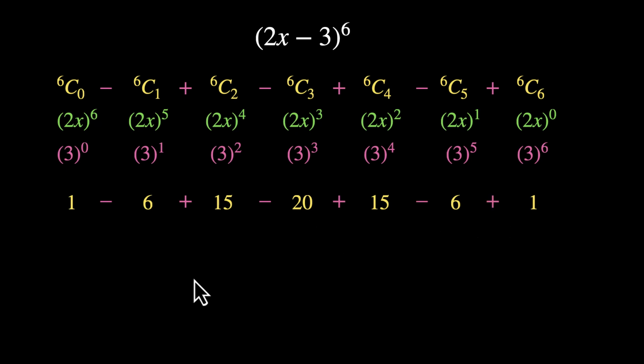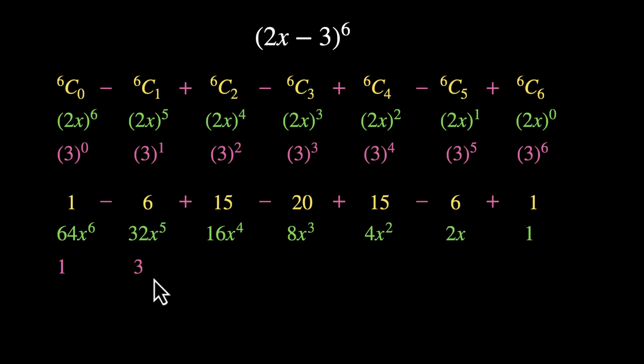Now let's see how much we remember the powers of 2 and 3. 2 to the power 6, that's 64. So 64x to the power 6, then 32, then 16, then 8, then 4, then 2, and this is power 0, so this becomes 1. Then we have powers of 3. So 3 to the power 0 is 1, then 3, then 9, then 27, then 81, then 243, and finally 729. Now to get the terms, we multiply these three things.